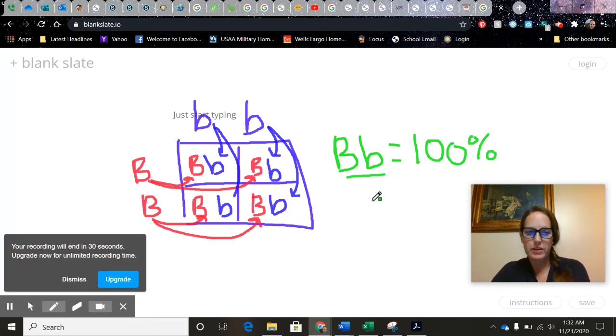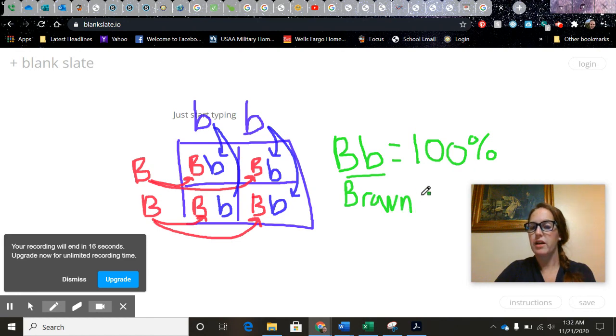Now, we learned in the other video that having a capital letter means that's the one we always see. And in this story, we knew that capital letter meant brown. So you have a 100% chance of having brown-haired children in this case. Not saying that you're going to have 4 brown-haired children. It just means every single time you have a child, you have a 100% chance of brown hair.